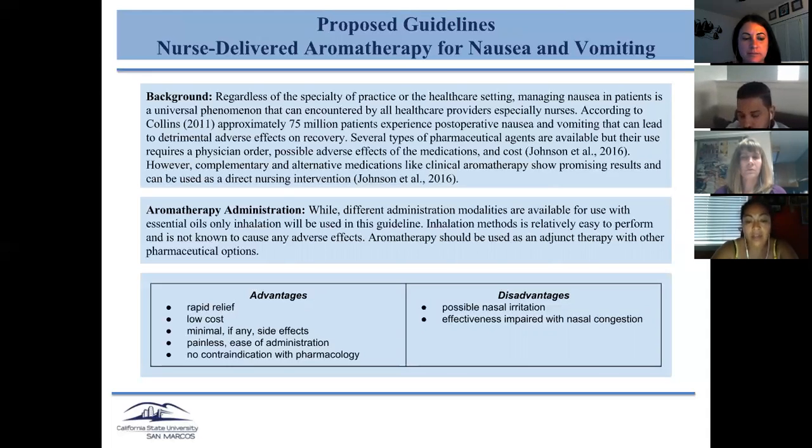There are several advantages and disadvantages to the use of nurse-delivered aromatherapy. One advantage is rapid relief of symptoms. Secondly, low cost. Third, minimal, if any, side effects to the patient. Fourth, it can be delivered painlessly with an ease of administration. And lastly, no contraindication is found with additional pharmacology. Disadvantages include possible nasal irritation and impaired effectiveness with nasal congestion.